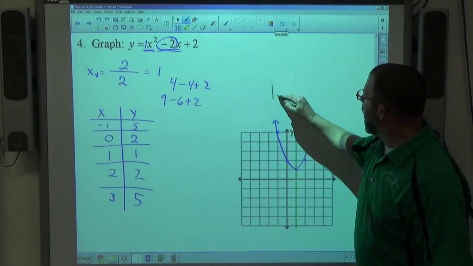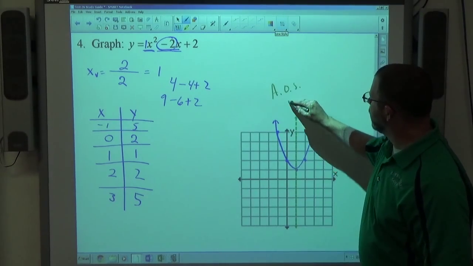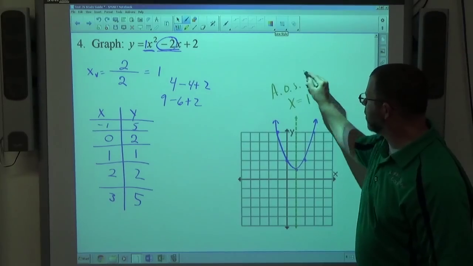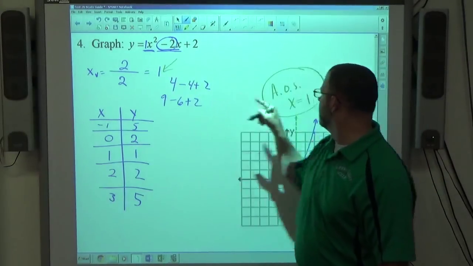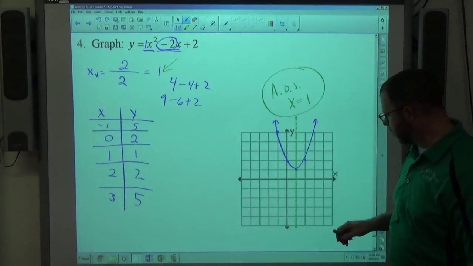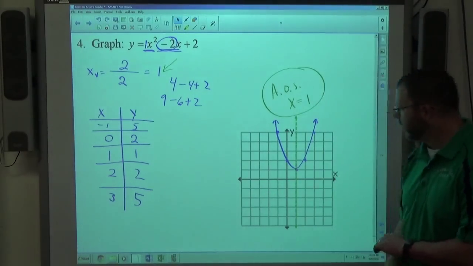And we put axis of symmetry equation, x equals whatever value of x that is. So whatever this number is, that's what goes right there. X equals that number. Identify that on your graph.